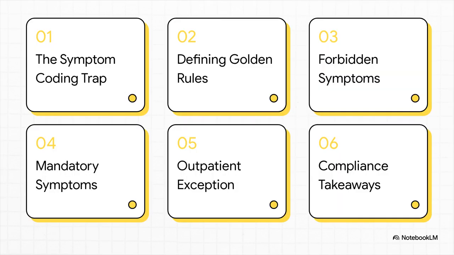To keep your data impeccably clean, here is our game plan for this explainer. First, the symptom coding trap. Then, we'll define the golden rules, break down when symptoms are forbidden versus when they're mandatory, cover the outpatient exception, and finally, wrap up with your crucial compliance takeaways.